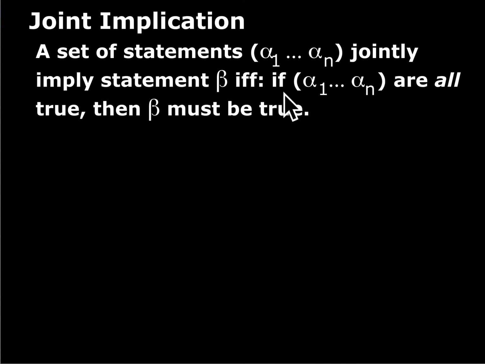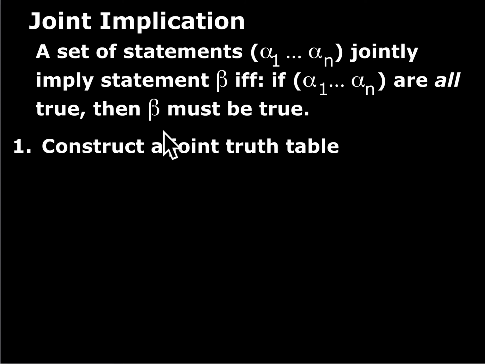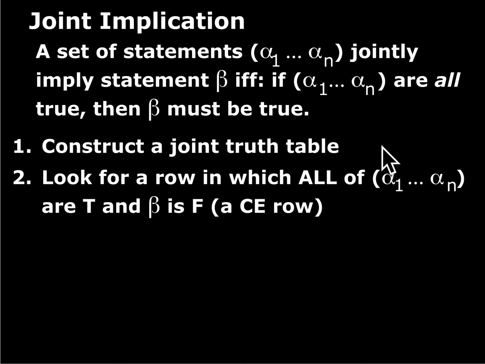And the definition is that this set of statements, alpha 1 through alpha n, do jointly imply beta if and only if, whenever all of these are true, then beta must be true. And the test is essentially the same as the test for two statements. You construct a joint truth table that has all of those statements on it. You look for a counterexample row. In this case, it's going to be any row where all of these are true but beta is false. That's what you're looking for.